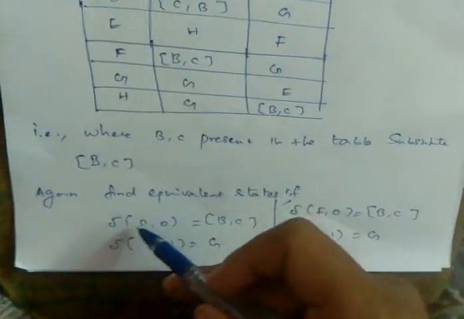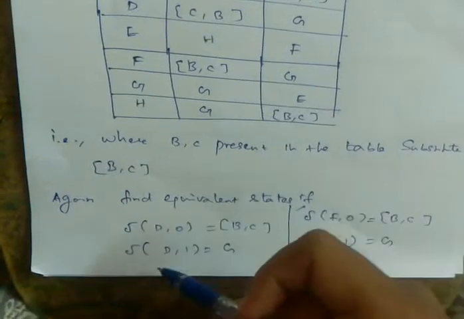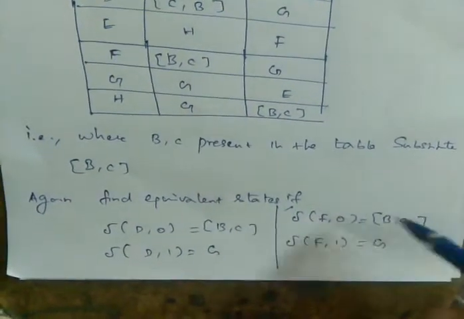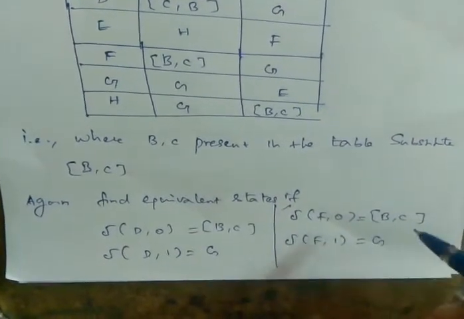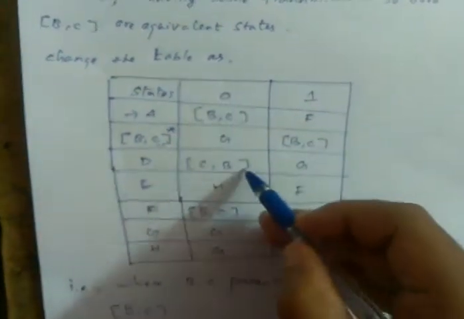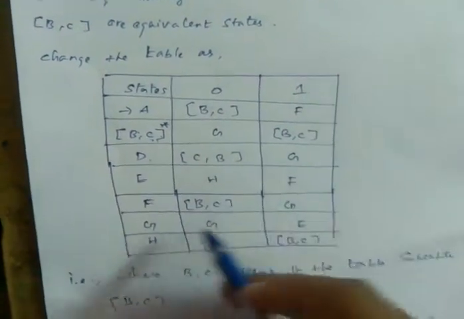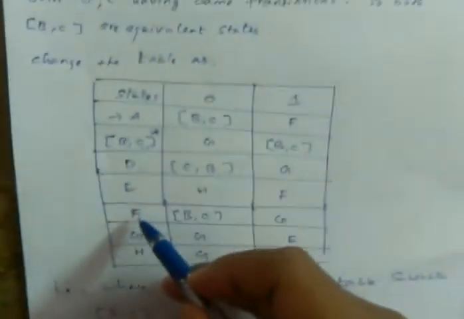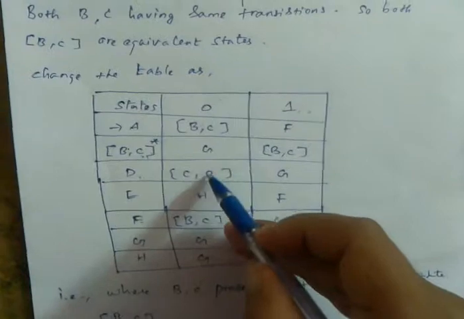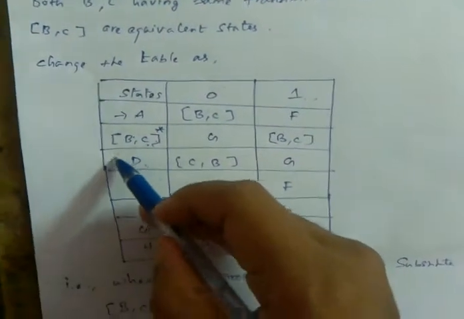For example, delta of d comma 0 goes to BC, delta of d comma 1 goes to G. Likewise, f comma 0 goes to BC, transition of f comma 1 goes to G. So these both are equal. So d comma f are equal. Likewise, d on 0 goes to BC, d on 1 goes to G. Likewise, f on 0 goes to BC, f on 1 goes to G. So these two, D and F, are equal. So D comma F are equivalent states.